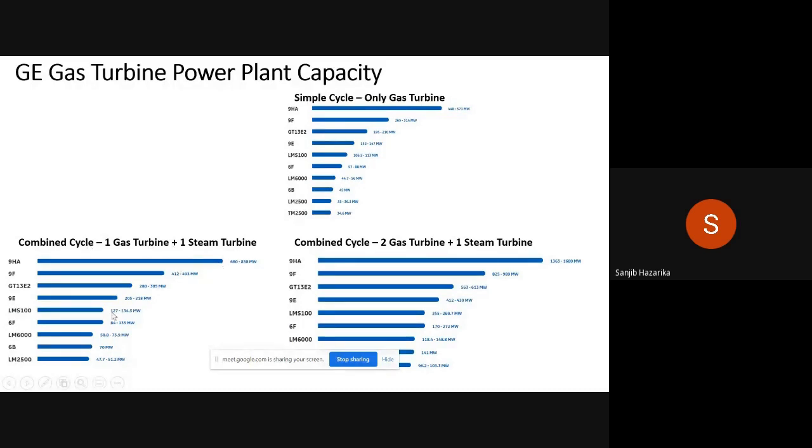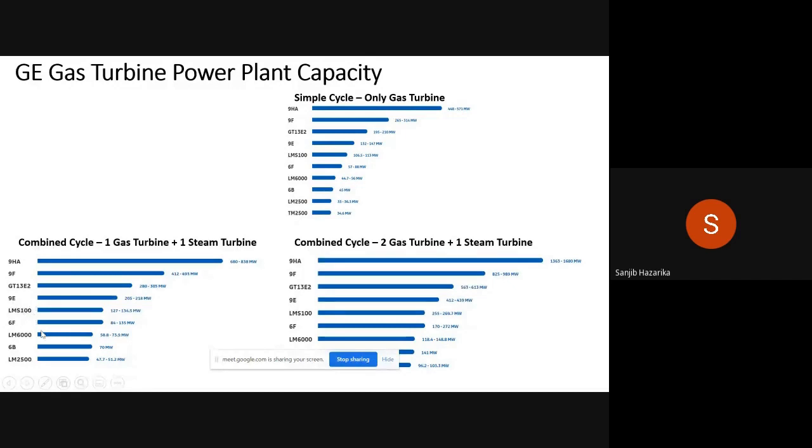And the bottom is a combined cycle plant with one gas turbine and one steam turbine configuration. So if we see, the maximum we can expect is 840 megawatt, having a 9SA kind of gas turbine. This is the latest design. 9SA is the latest design in this gas turbine technology. And below 9SA, there's the 9F, which is a slightly lower capacity gas turbine. And then we have 13E2, 9E, then LMS100.